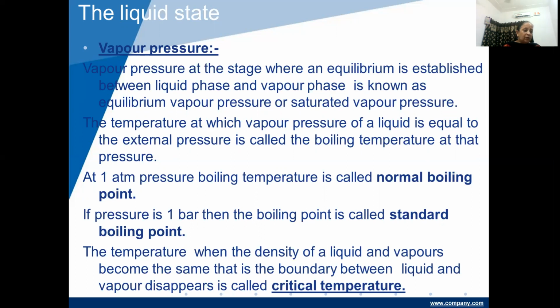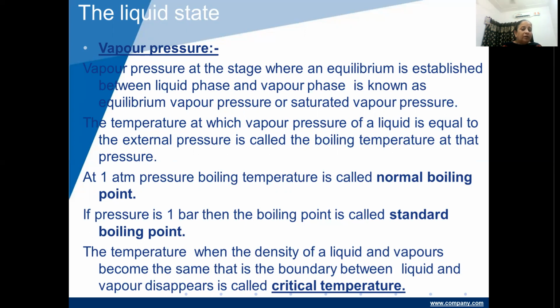Vapor pressure depends upon two factors. One is the nature of the liquid and second is temperature. The greater the attractive forces among the molecules of a liquid, the less will be their tendency to go into the vapor phase, so vapor pressure will be less. And if we increase the temperature, the energy of the molecules will increase, so more and more molecules will go into the vapor phase and vapor pressure will increase.